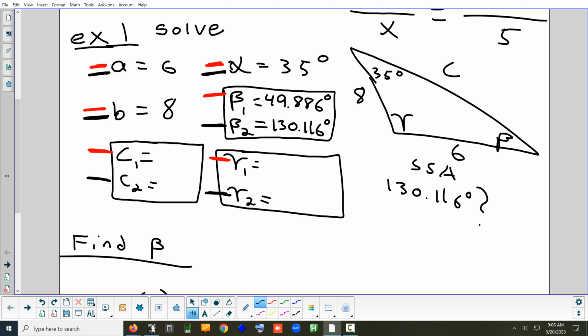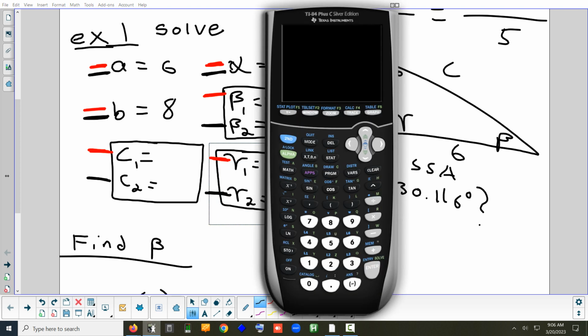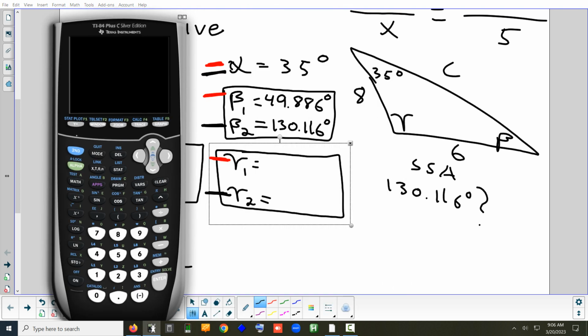Okay, gamma 2. What angles am I going to add up and then subtract from 180 to get gamma 2? Yep. 35 and 130.116. Right, we're looking at the angles in the black problem. So 35 and 130.116 is 165.116. So take 180 minus 165.116. And that gives me an angle of 14.884.